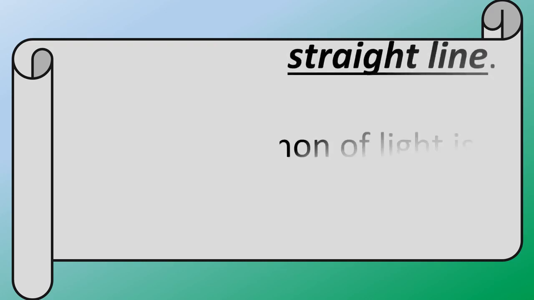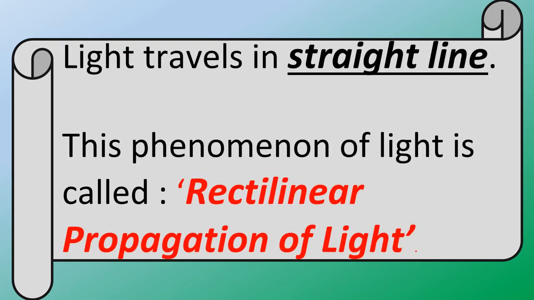Students, do you know light travels in straight line, and this phenomena of light is called rectilinear propagation of light. Here the word rectilinear means moving in straight line or straight path.